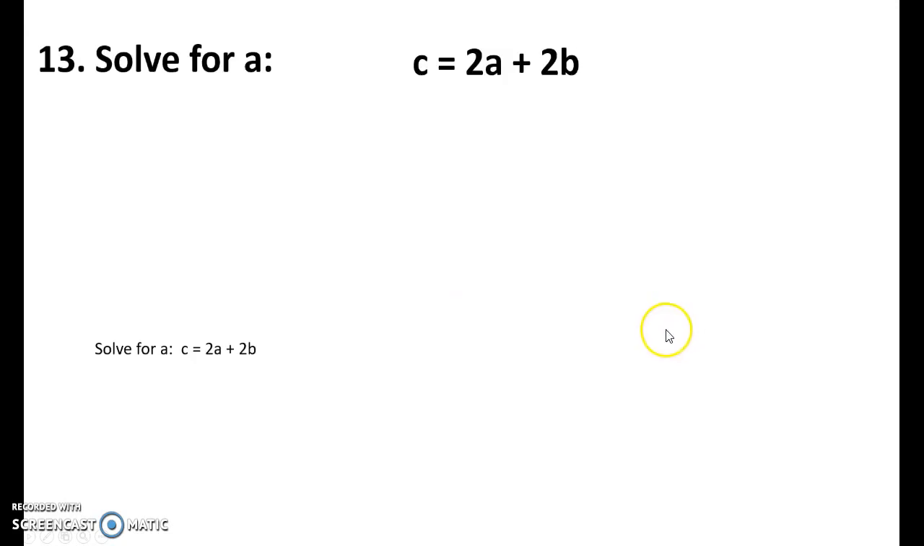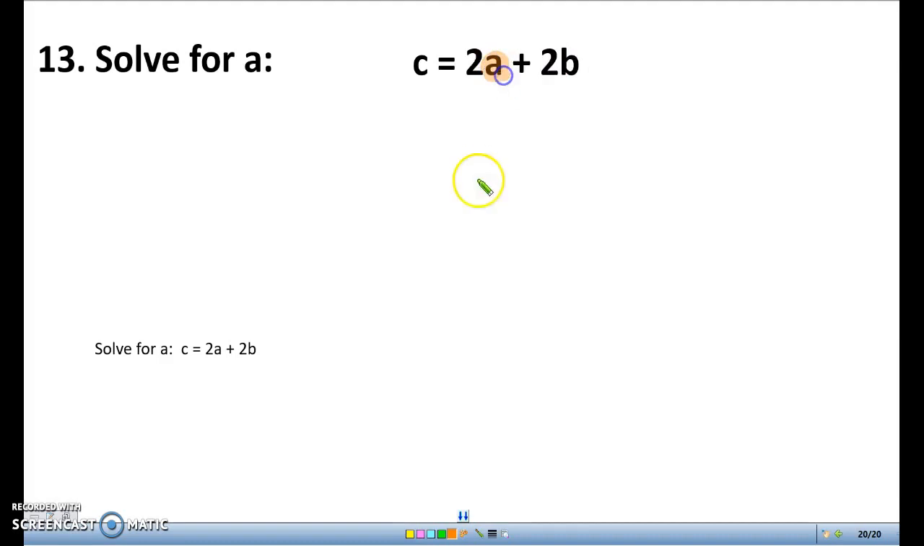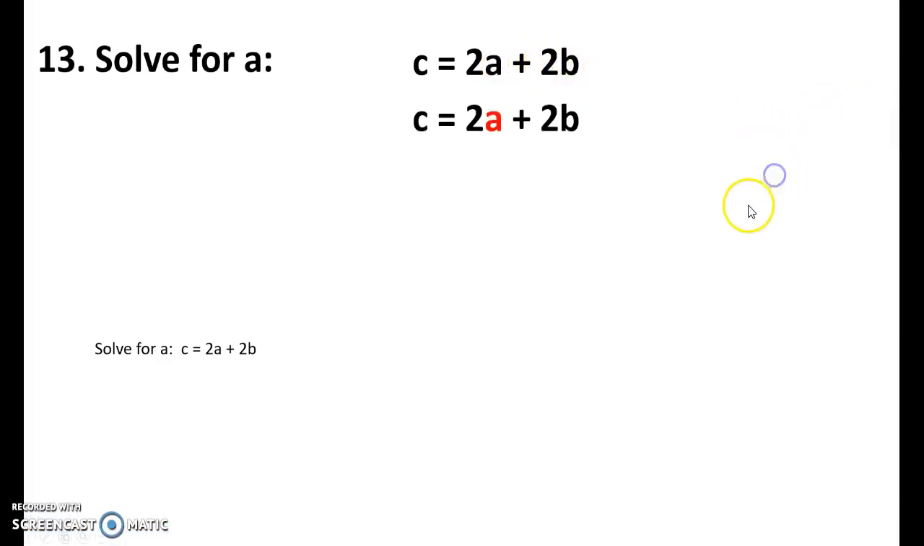Okay, solve for A. We have C equals 2A plus 2B. Here's the variable I'm solving for. Is there an A in this second term? There isn't. So let's get rid of it first. Let's subtract 2B from both sides. So over here I have C subtract 2B. The only thing left on this side is 2A.